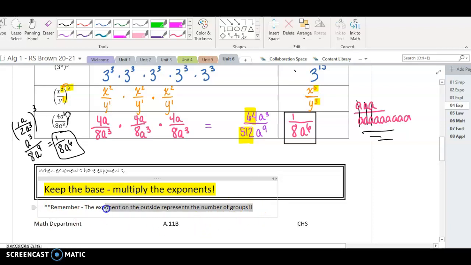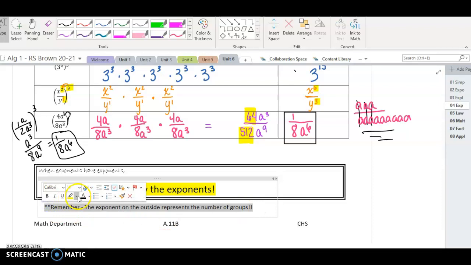Okay, so I'm going to highlight this a different color for you so that it stands out a little bit differently, okay?